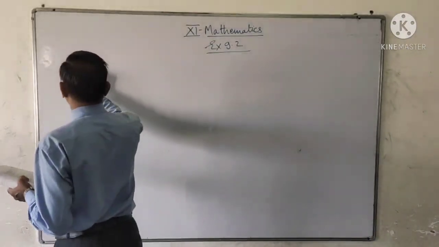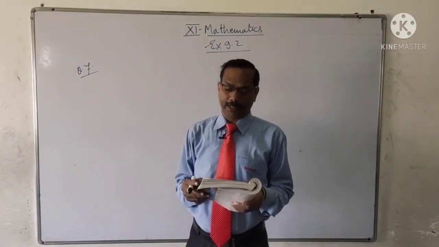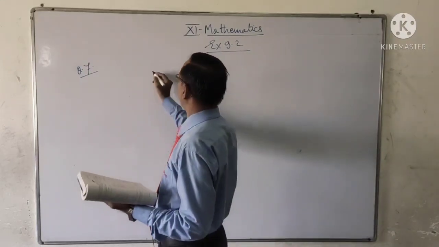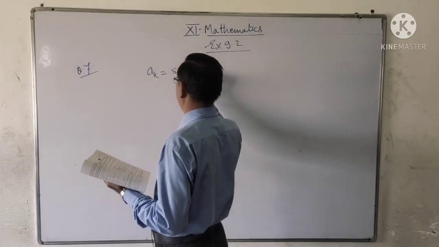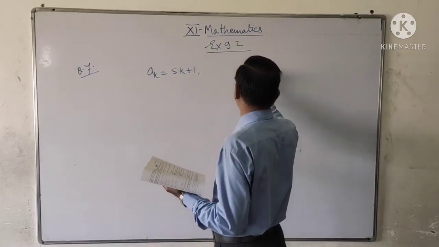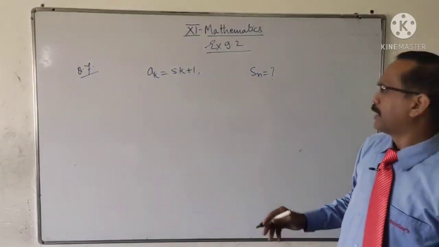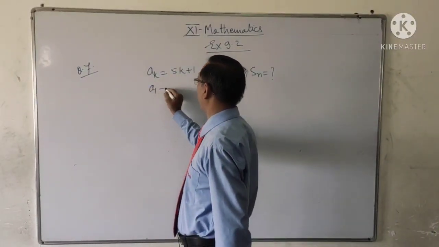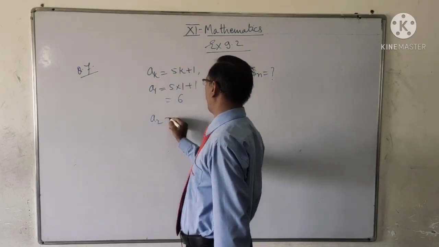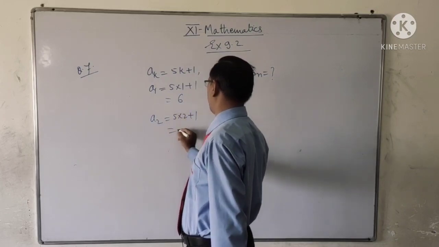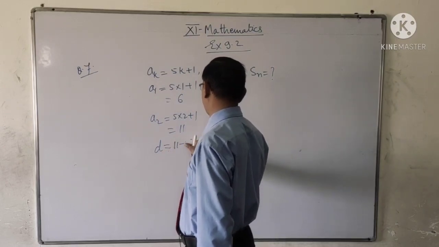Students, next is question number 7. Find the sum of n terms of an AP whose kth term AK equal to 5K plus 1 is given. You have to find the sum of n terms Sn. So here A1, the first term, is 5 into 1 plus 1, or 6. A2 is 5 into 2 plus 1, which is 11. Now common difference D equal to 11 minus 6, which is 5.